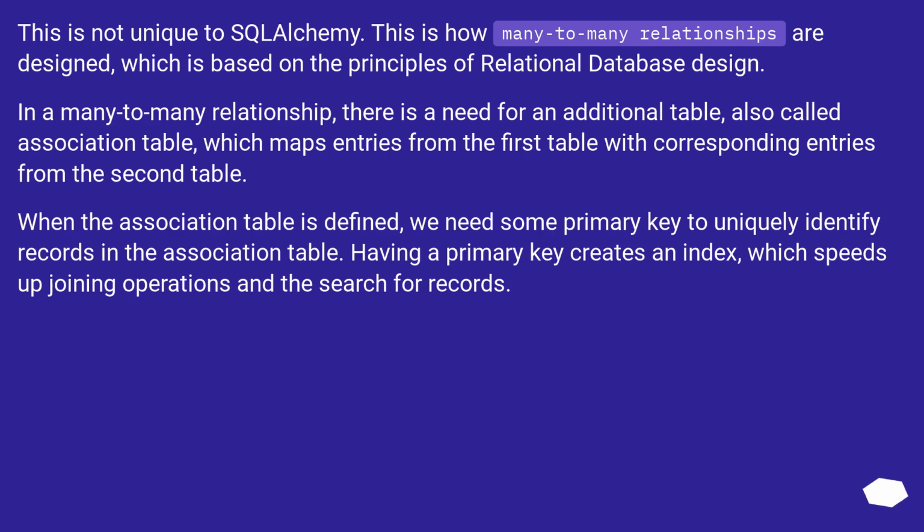This is not unique to SQLAlchemy. This is how many-to-many relationships are designed, which is based on the principles of relational database design. In a many-to-many relationship, there is a need for an additional table, also called an association table, which maps entries from the first table with corresponding entries from the second table. When the association table is defined, we need some primary key to uniquely identify records in the association table. Having a primary key creates an index, which speeds up joining operations in the search for records.